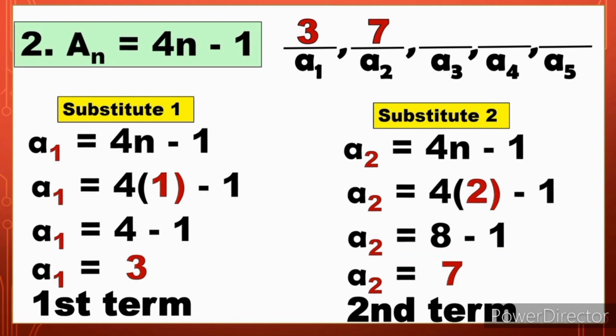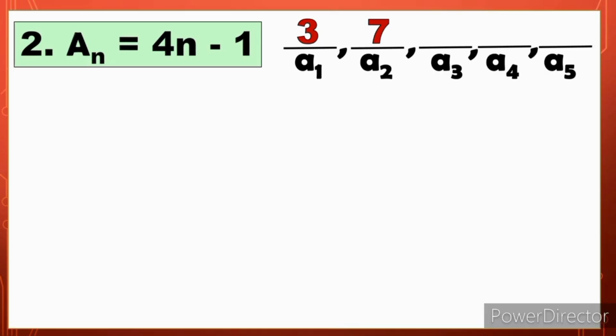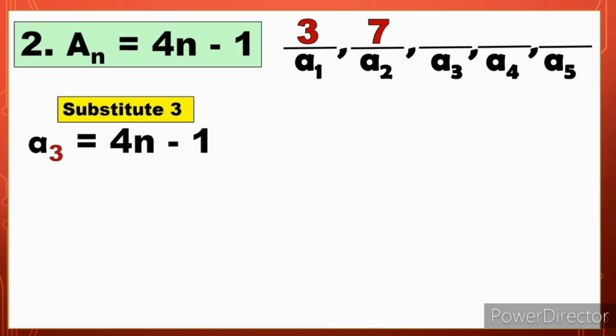And next, to find the third term, which is a sub 3, we substitute 3. So, we have now a sub 3 equals 4n minus 1. Then, again, papalitan yung n ng 3. So, it becomes a sub 3 equals 4 times 3 minus 1. Simplify, 4 times 3 is 12.